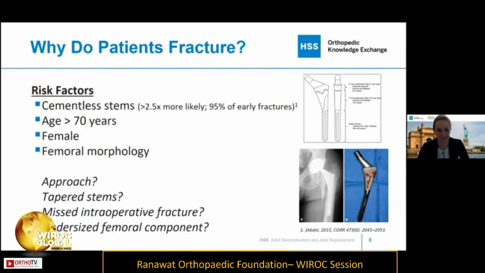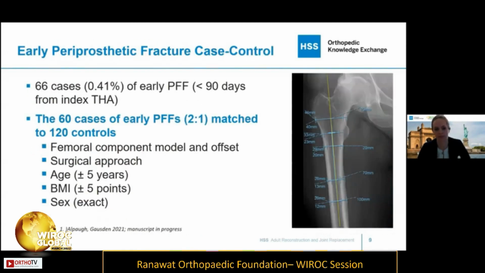Dr. Ranawat can probably go off a little bit about the approach here, but we know certainly in the early learning curve period of an anterior approach, the risk of fracture is higher. Tapered stems, certain types of stems are at higher risk. Clearly missing an intraoperative fracture puts you at risk for a perioperative subsidence, and we'll talk about that. And then undersizing the femoral component. So a little counterintuitive, but I'll show you what I mean. Undersizing the femoral component, I think, is a big risk that we're not understanding fully yet.